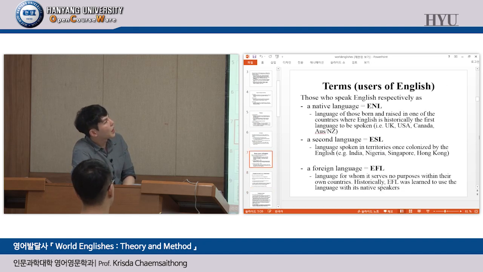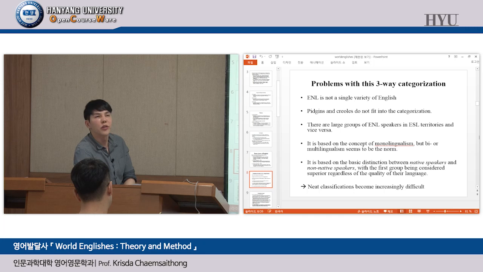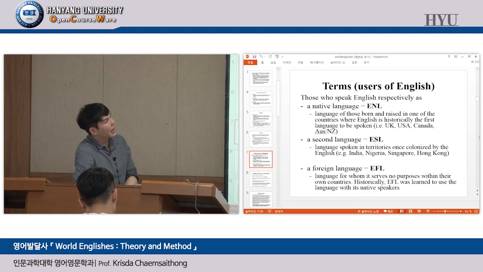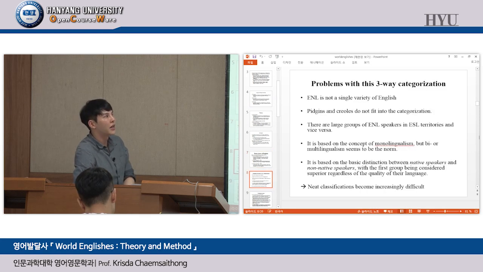But there are problems with this three-way categorization, ENL, ESL, and EFL. What are those problems? ENL is not a single variety of English, as you know, right? Because we just looked at dialects of American English, right? We have regional dialects, we have social dialects, so it's not a single variety of English. So this ENL is too broad, right? Too broad. It's not a single variety of English.